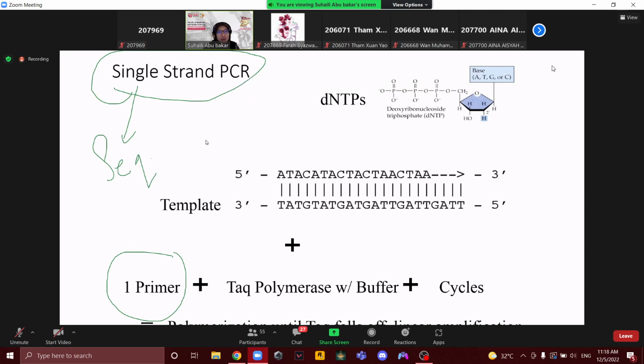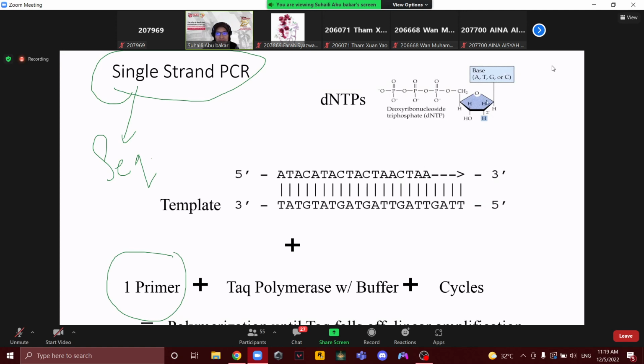For PCR, to do sequencing, we need to amplify first. We need to have more PCR product. So you amplify by using standard PCR first. And then the second PCR, we call it single strand PCR, when you only use one primer. The rest is the same. However, you have another extra ddNTP.